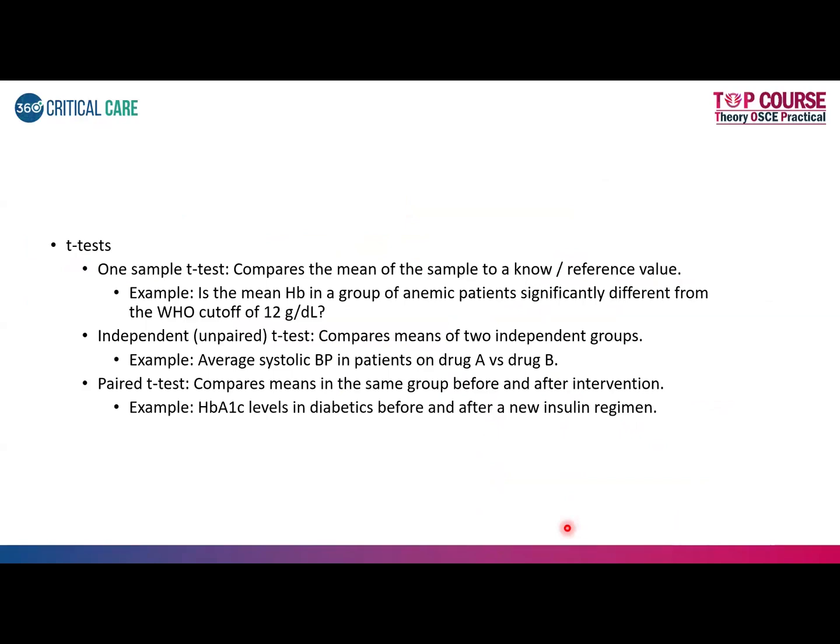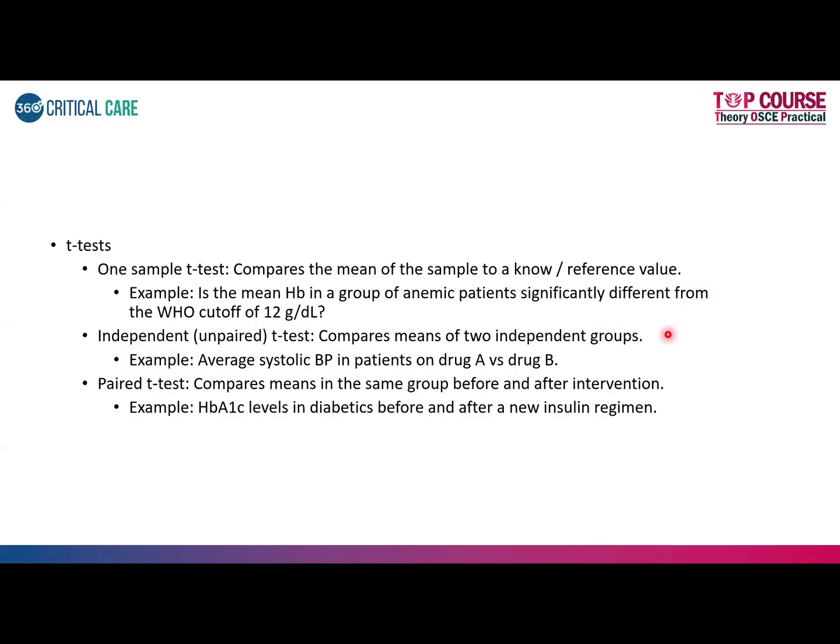Coming to the t-test, we need to know whether it is an independent test, a paired test, or what. So we'll just take examples. The one-sample t-test compares the mean of a sample to a known or reference value. For example, is the mean hemoglobin in the anemic patients significantly different from the WHO cutoff of 12 grams per dL? You have a sample, and you want to know the mean hemoglobin of a group of anemic patients, then we go for a one-sample t-test.